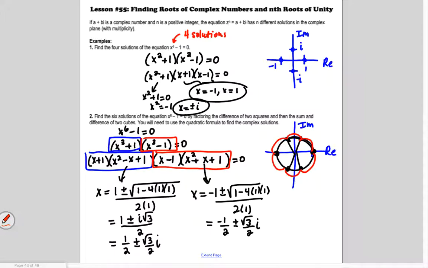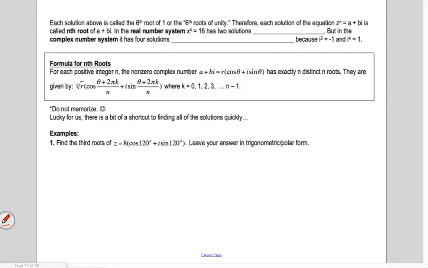So I could just jump straight to the solutions by saying, I'm going to start with 1, and then go 60 degrees off that and get the next one. Then I go 60 degrees off that and get the next one. Does that make sense? I can get these right away without even doing any of this quadratic formula business. So it's kind of cool. These are called roots of unity. The word unity just means 1, like the unit circle, right? So each solution above is called a 6th root of 1, or 6th roots of unity.